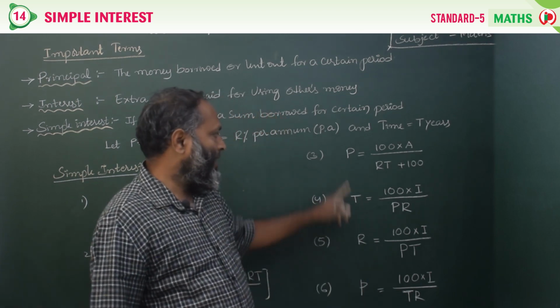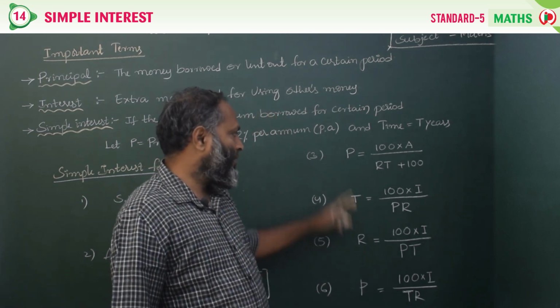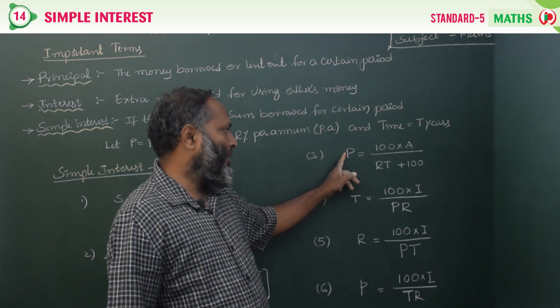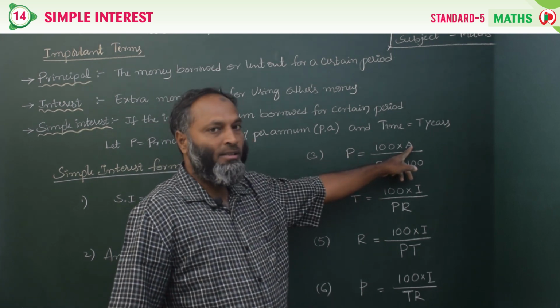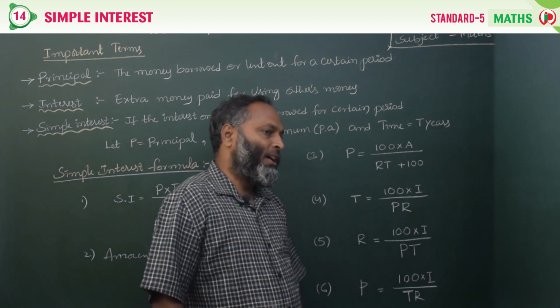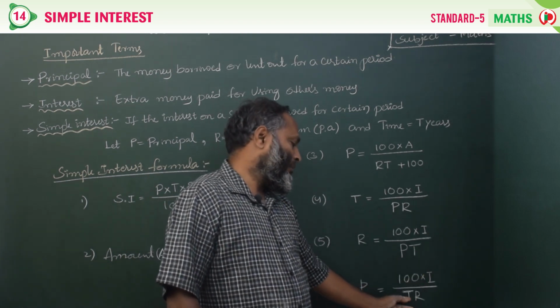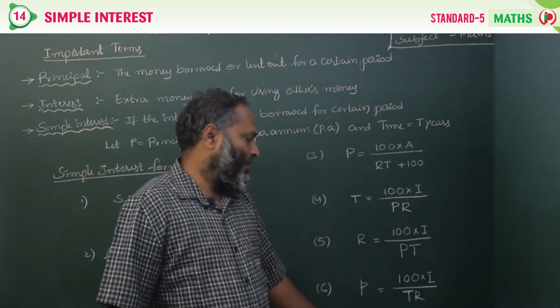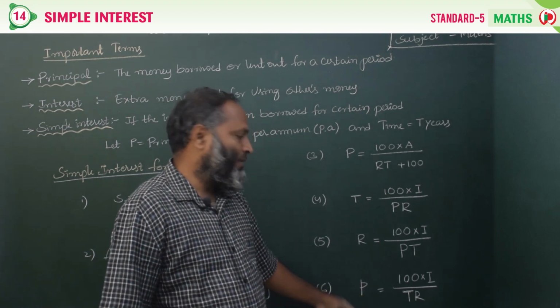So here P is there and here P is there, so both the formulas are different. Here P is found when the amount is given. If the amount is not given, but interest, time period and rate of interest are given, then for finding P we should use this formula.